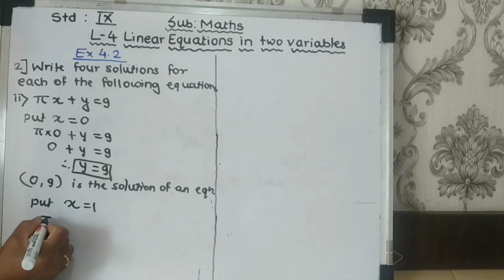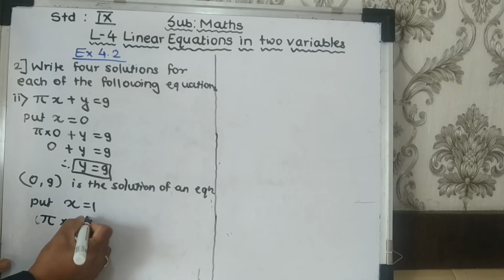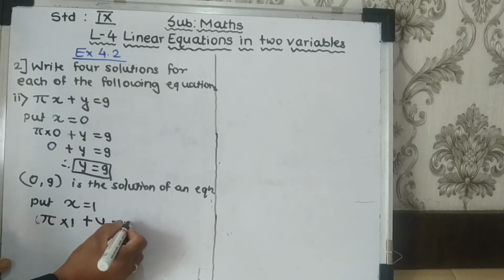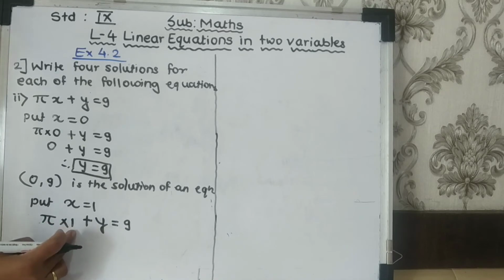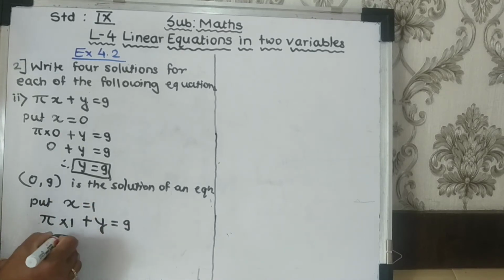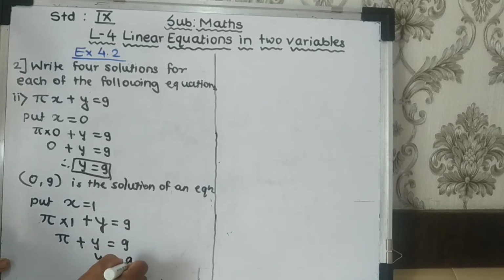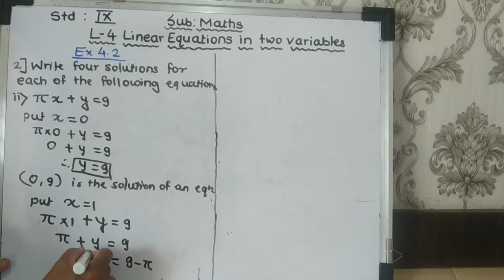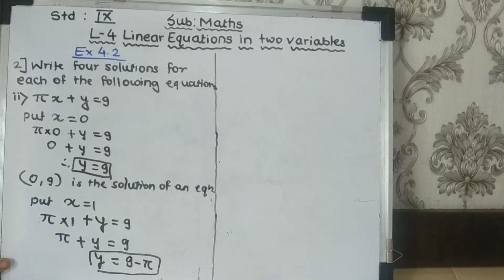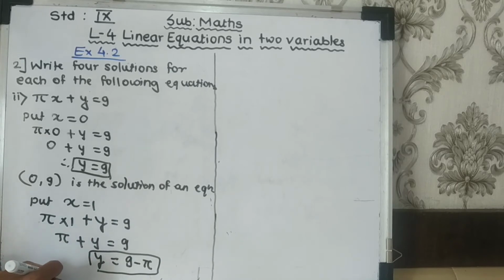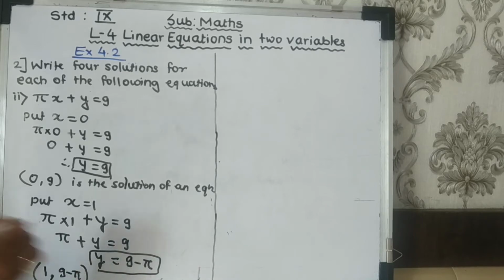So pi, write it down, pi into 1 plus y is equal to 9. Now this pi is multiplied with 1, so pi ones are pi, plus y is equal to 9. Remember that we are just finding the y value, right? So y we will keep on one side and this pi we will transpose. So 9 minus pi, right? So this is the other solution we got. When we put 1, at that time 9 minus pi is the value we got.